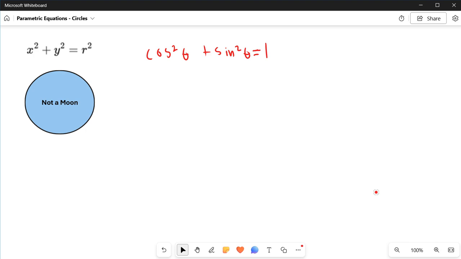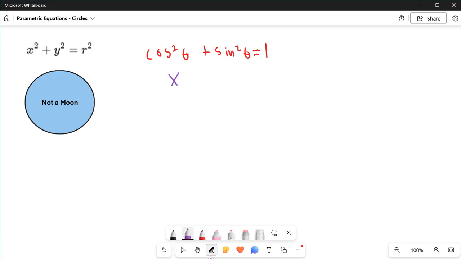So in particular, if we wanted to find how we can get the equations, we work our way backwards where we divide by r squared. Or another way to do it is just to know that if cosine squared theta plus sine squared theta equals 1, then we can work our way backwards, either or. So suppose that you did take the equation x squared plus y squared equals r squared.